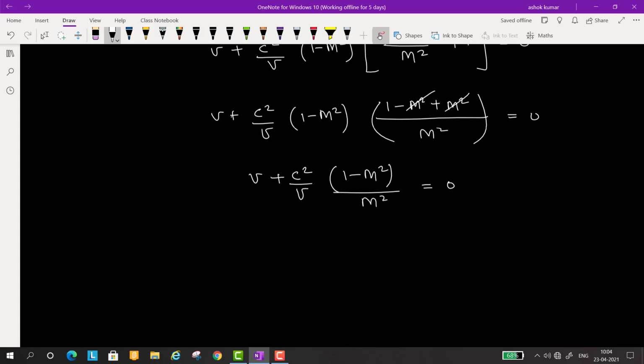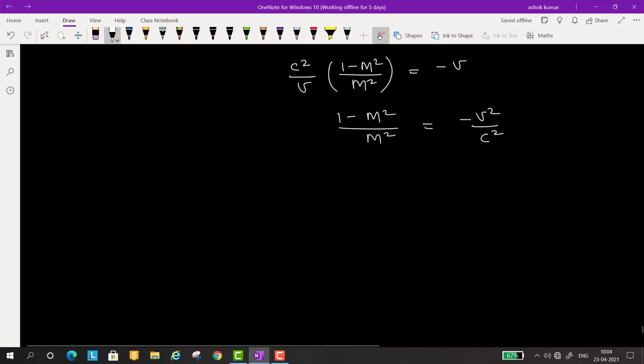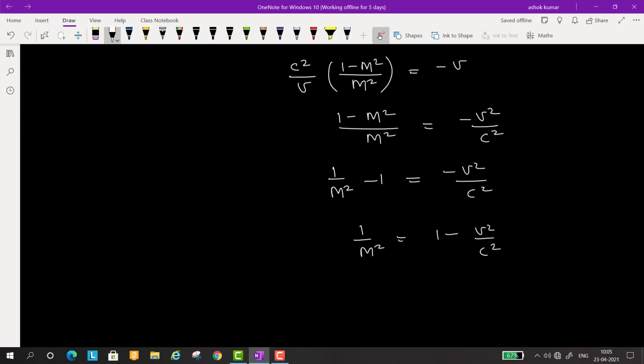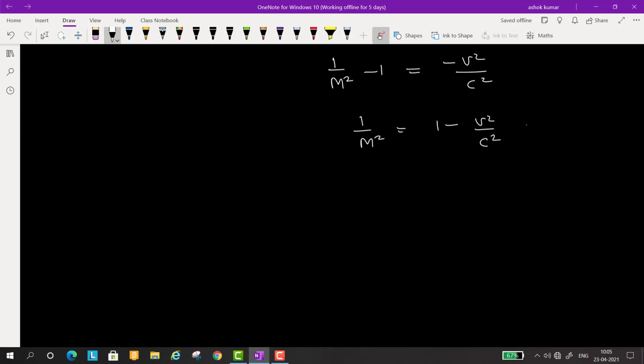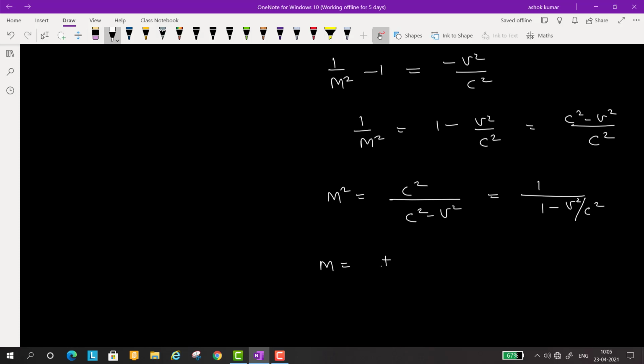So this will be like c square by v, 1 minus m square divided by m square, it is equal to minus v. So 1 minus m square upon m square, it will be minus v square by c square. So this we can write like this, 1 by m square minus 1, minus v square by c square. So 1 by m square, it will be minus 1 goes on the other side, becomes plus 1. So m square. So take the LCM here. So m square, it will be c square upon c square minus v square. So it will be 1 over 1 minus v square by c square. So m, it will be plus minus 1 upon square root of 1 minus v square by c square.